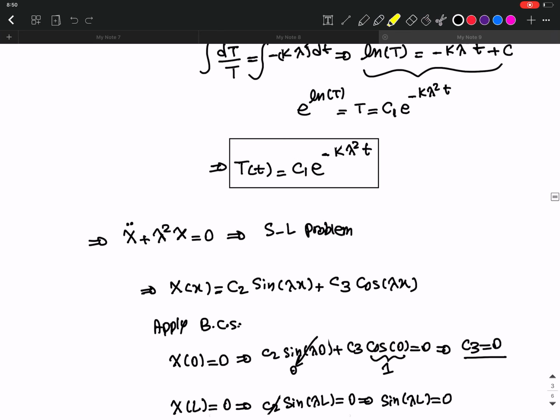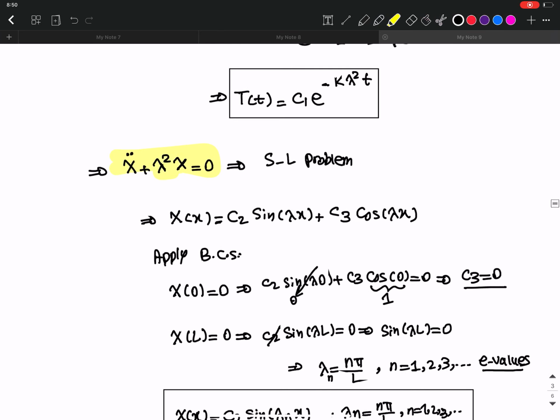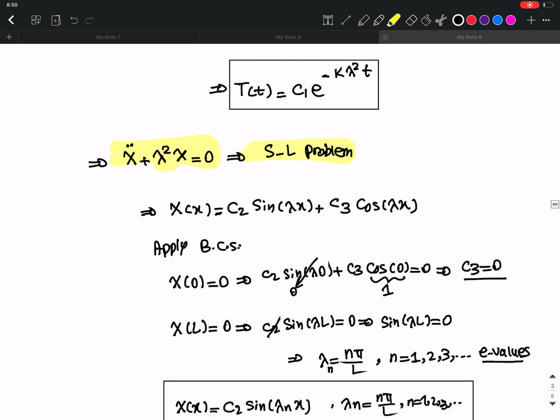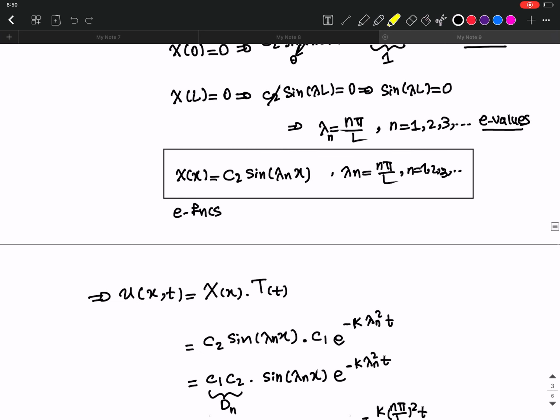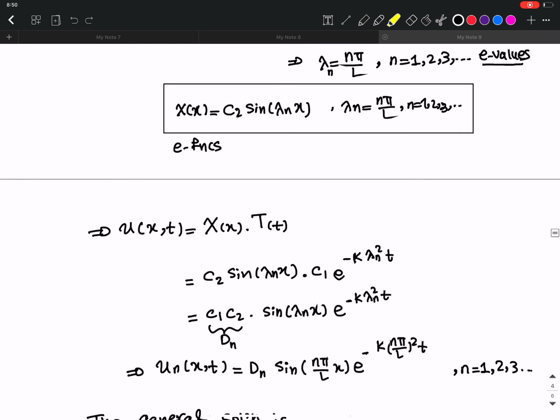And then one for x, which we found is a Sturm-Liouville problem, and based on the discussions we had last time, we found the solution of this. So these are going to be the eigenfunctions and also the eigenvalues. And after that, we formed the general solution of this PDE, which is this one.